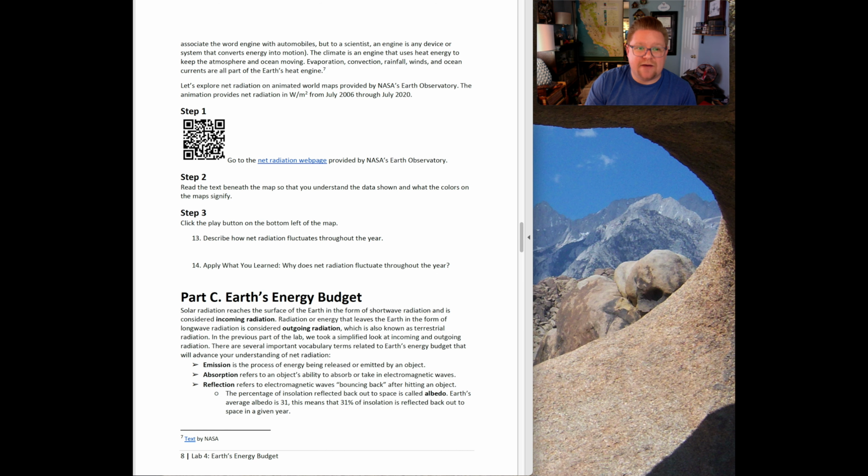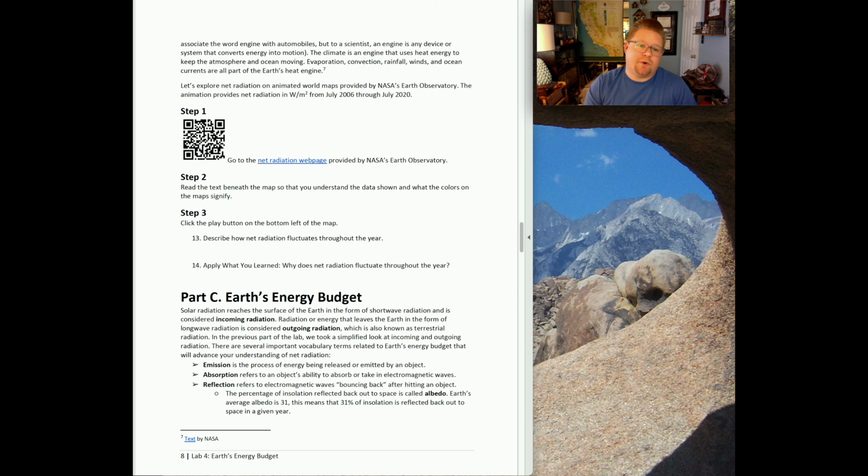Moving forward, we have another activity. Let's explore net radiation on an animated world map provided by NASA's Earth Observatory. So the first step is to take a photo of this QR code or to click on the hyperlink and follow steps 2 and 3 to be able to answer some questions. And that being said, that will wrap up part B.